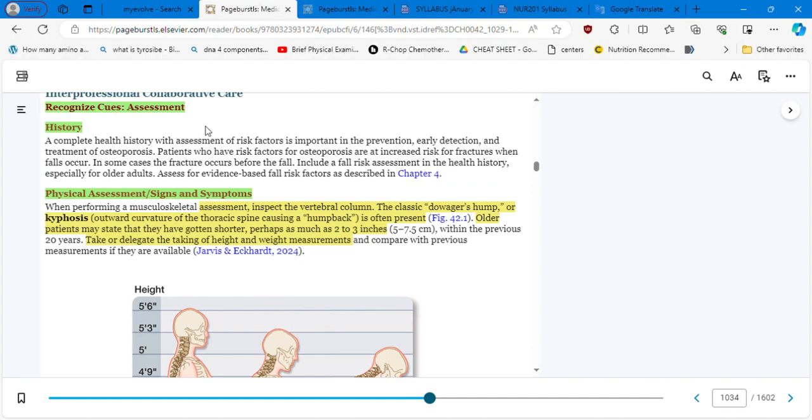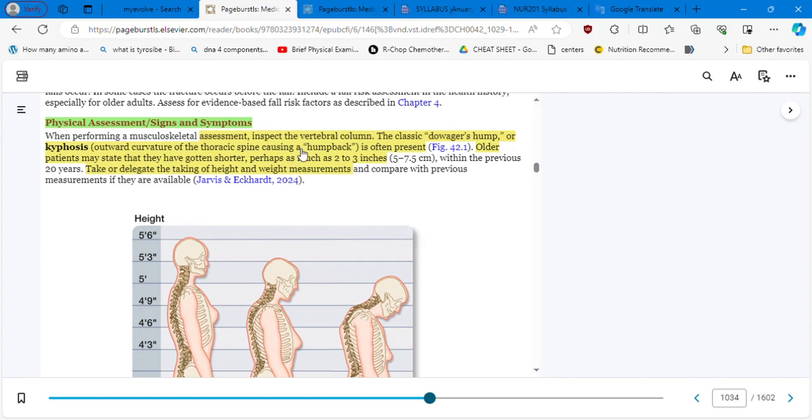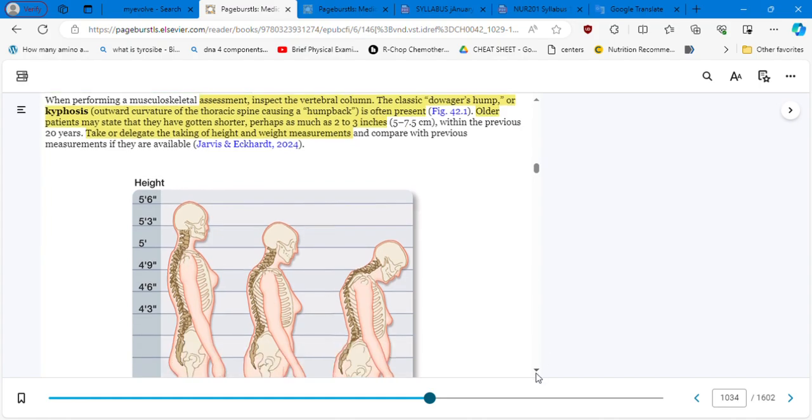Let's talk about assessment. We have to conduct our history. We are going to use our old CARDS mnemonic. Physical assessment. We are going to inspect the vertebral column, the classic dowager's hump in kyphosis, which you're going to see in the older patients. They may state that they have gotten shorter, perhaps as much as 2 to 3 inches, which is a lot.